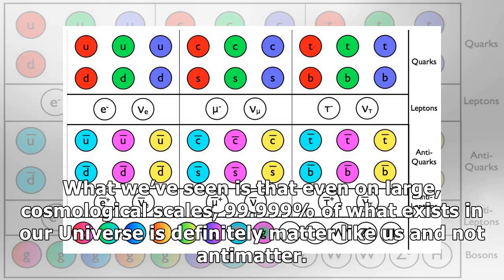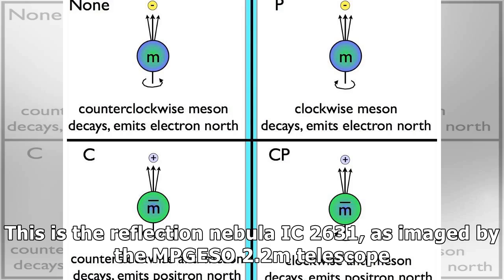What we've seen is that even on large cosmological scales, 99.999% of what exists in our universe is definitely matter like us and not antimatter. This is the Reflection Nebula IC 2631, as imaged by the MPG/ESO 2.2 meter telescope.